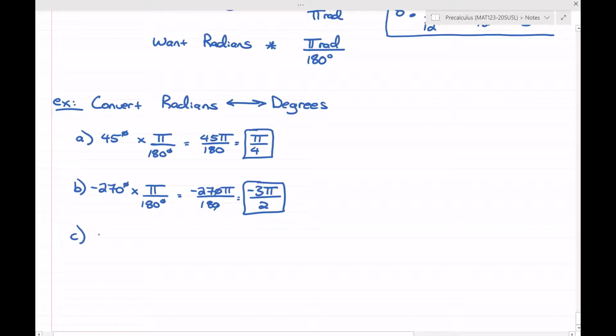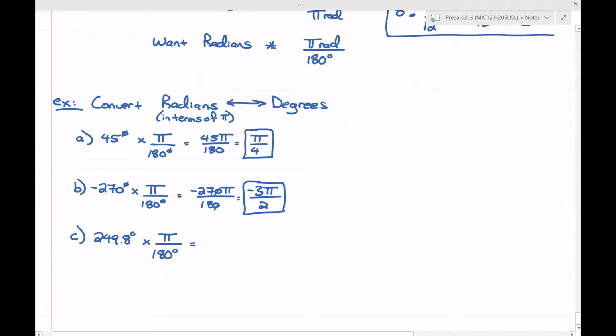How about a decimal? So what if we had 249.8 degrees and we wanted radians? You multiply by what you want over what you don't want. Now usually our answer in radians is with pi in it. That's called in terms of pi.